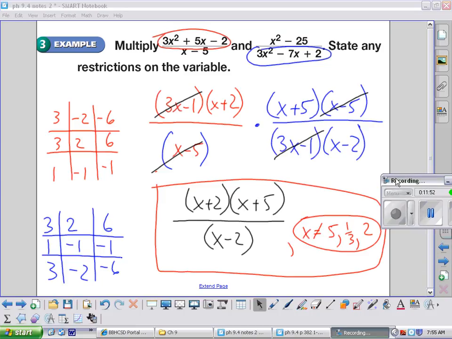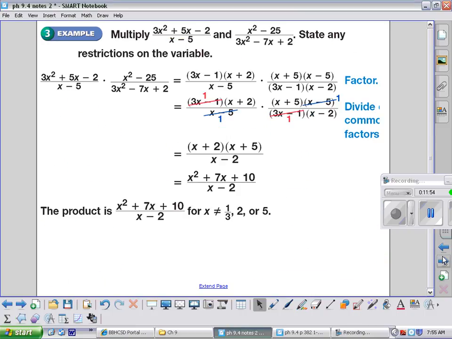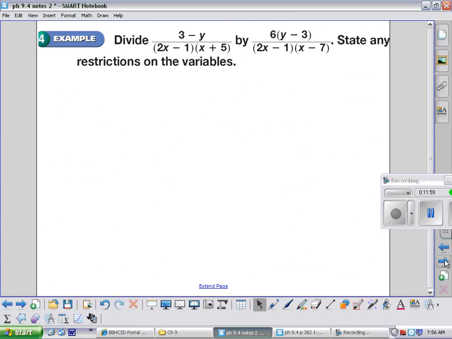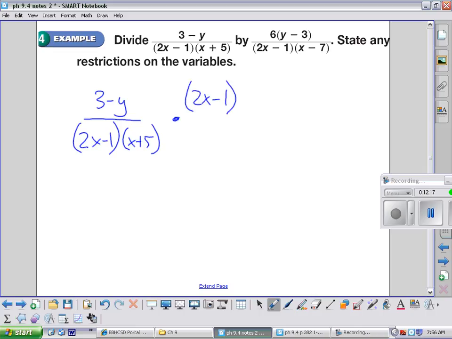All right. So that really brings us to our last example, which is division. Okay. And the only thing different with division is to start, I have to go 3 minus y over 2x minus 1, x plus 5, times, right, 2x minus 1, x minus 7 here, over 6 times y minus 3.